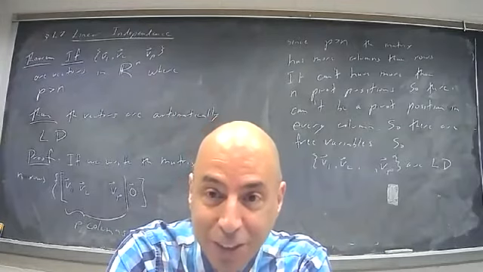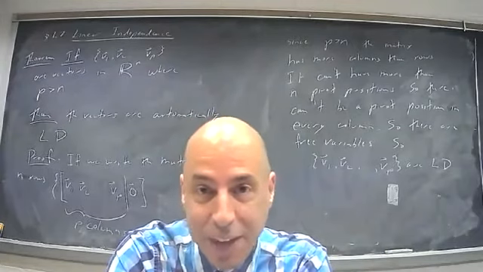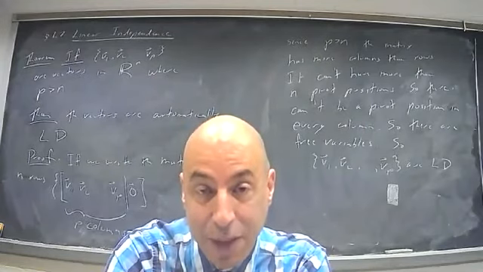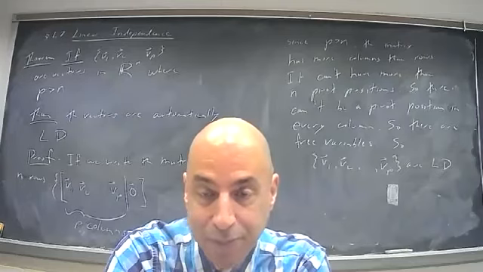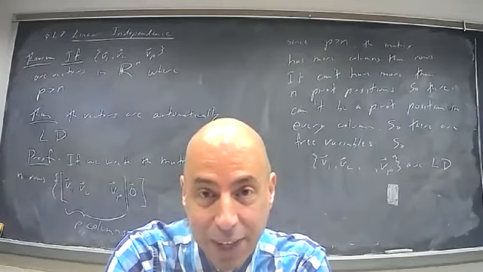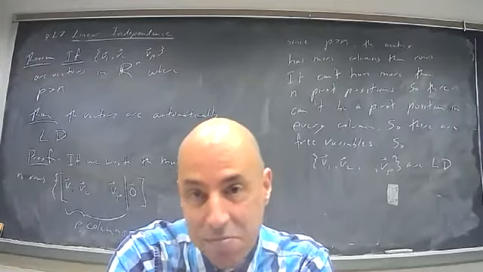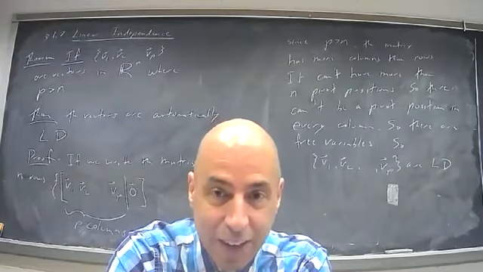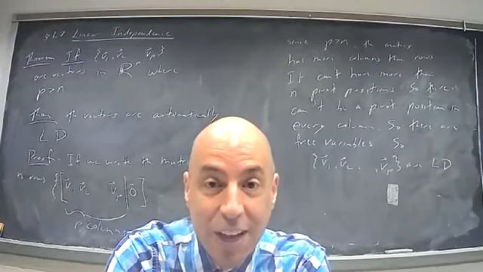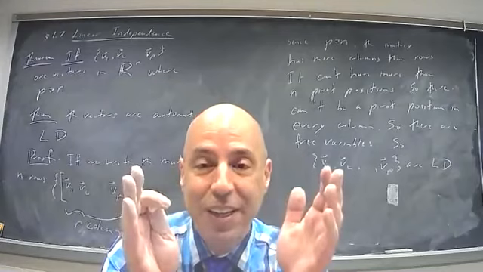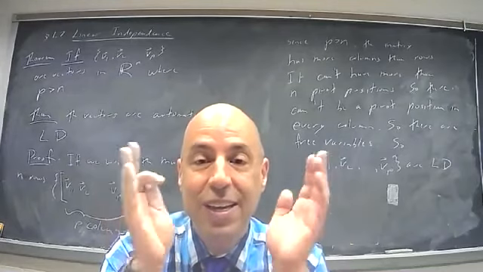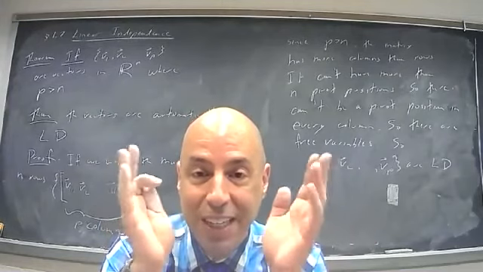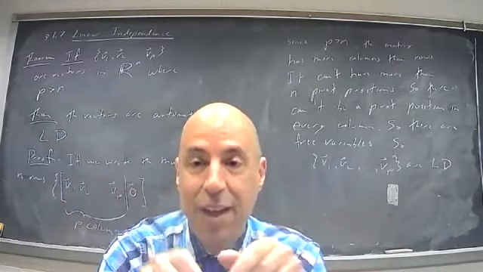If I gave you two vectors, they might be linearly independent. They might not be. If they're parallel, they're dependent. But if they're not parallel, they're linearly independent. If I gave you three vectors, they might be linearly independent or they might not be, depending on whether or not they're coplanar. But if I give you four vectors in R3, they are definitely linearly dependent. If I gave you five vectors, they're definitely linearly dependent as long as we're in R3.